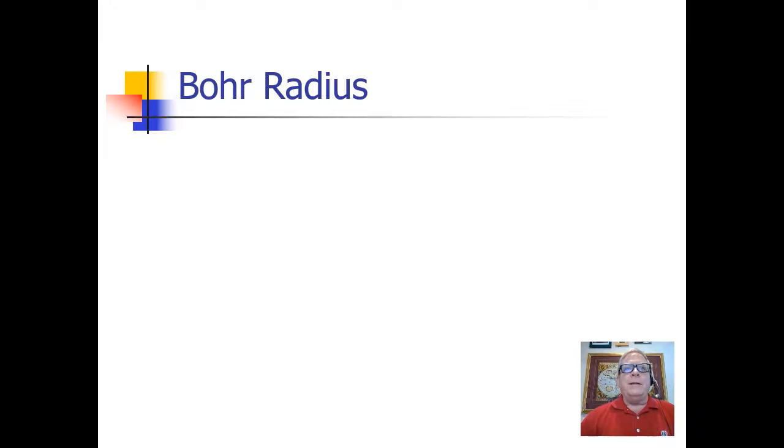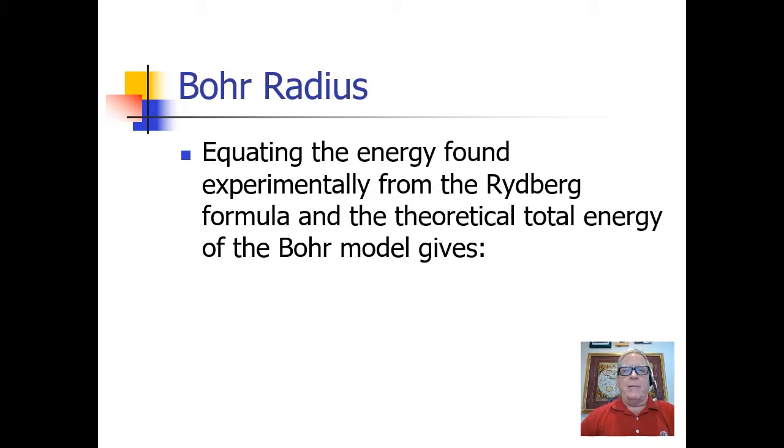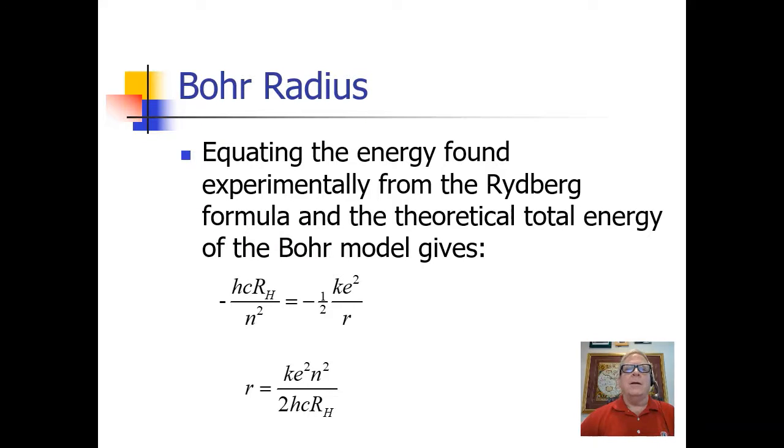So if we take those energies that we got from the Rydberg formula and equate them to the energies of the different radii of orbits in the Bohr model, we get this formula. And if you solve all that out, what you find out is that the radius of an electronic orbit in a hydrogen atom is given by this formula here. Coulomb's constant times e squared times n squared over 2hc times the Rydberg constant, and n is an integer.